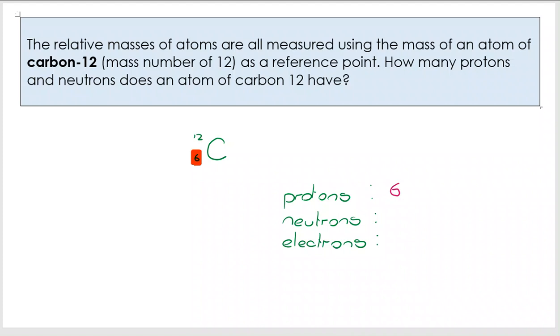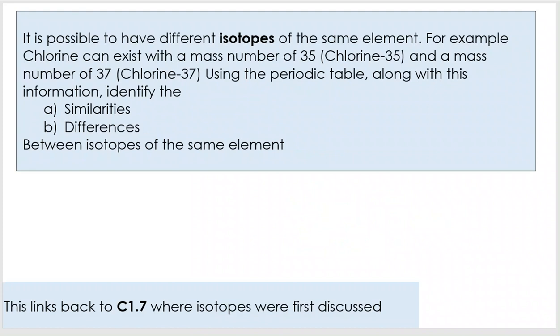Atoms will always have an equal number of protons and electrons. So if carbon has 6 protons, it has 6 electrons. If it loses or gains electrons, it becomes an ion. It's no longer an atom. And to work out the neutrons, we need to do a little bit of a calculation. We take the mass number, which is protons and neutrons, and we subtract the atomic number, the number of protons. So we get 6 there as well. 12 take away 6. Another little bit of a recap from the atomic structure topic here. See what you can do.